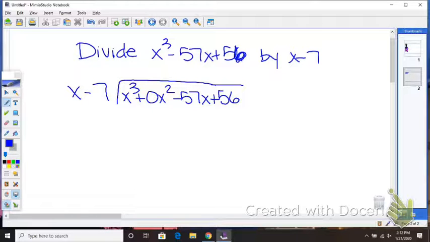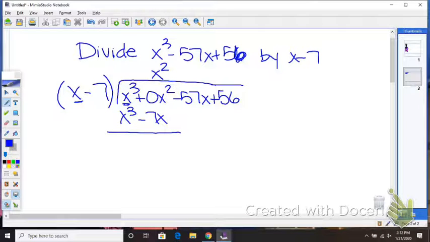Okay, let's see what we did. So I filled in a 0x squared because we didn't have an x squared up here, but we had an x cubed. So I'm going to take x cubed divided by x, and I'll get x squared. Then I'm going to take the x squared, and multiply it by this right here. So x squared times x is x cubed. X squared times negative 7 is negative 7x squared.